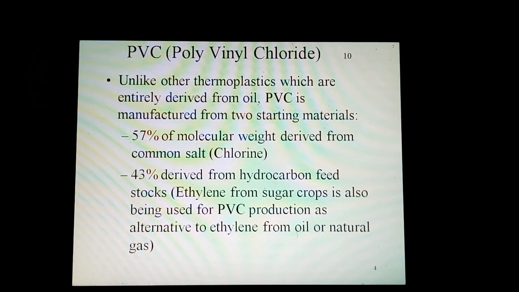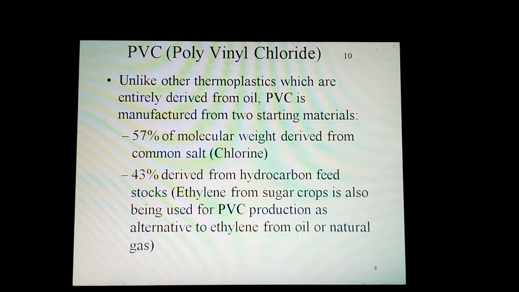Unlike other thermoplastics, which are entirely derived from oil, PVC is manufactured from two starting materials. 57% of molecular weight is chlorine derived from common salt. 43% is derived from hydrocarbon feedstocks. Ethylene from sugar crops is also being used for PVC production as an alternative to ethylene from oil or natural gas.